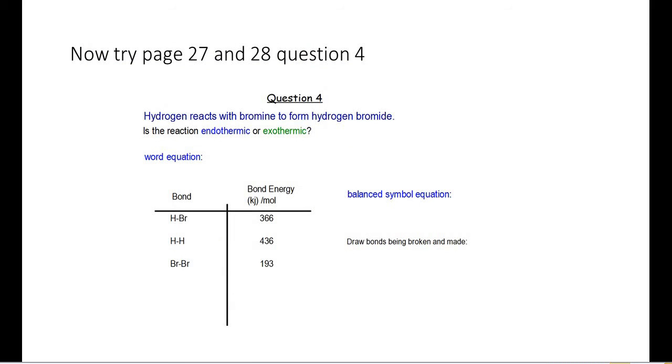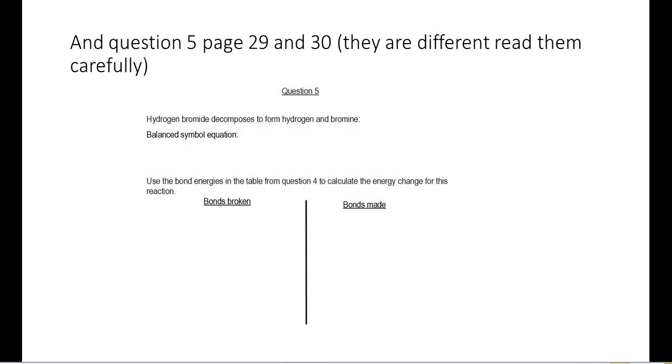So now try page 27 and 28, question 4. And question 5, page 29 and 30. They are different, read them carefully.